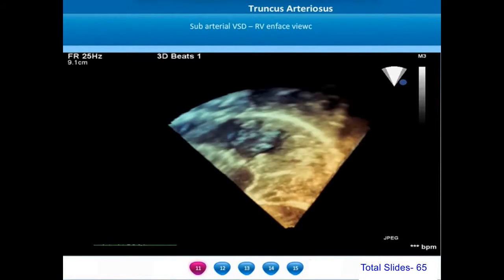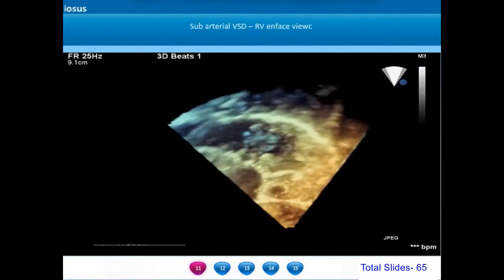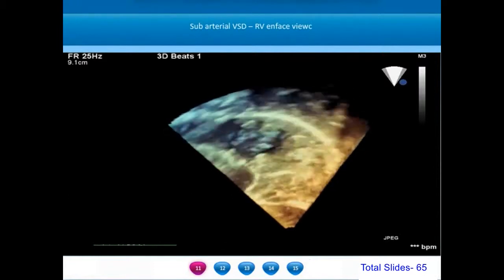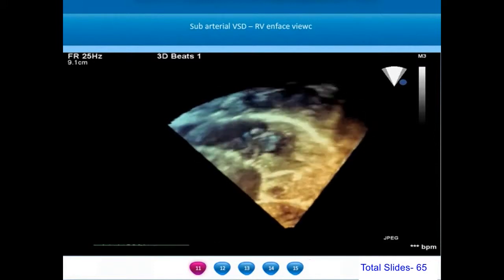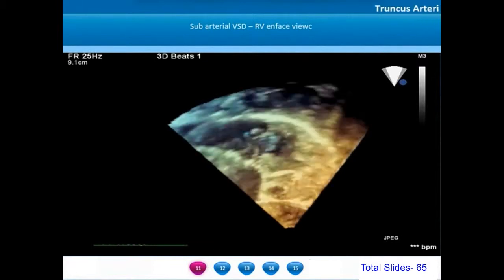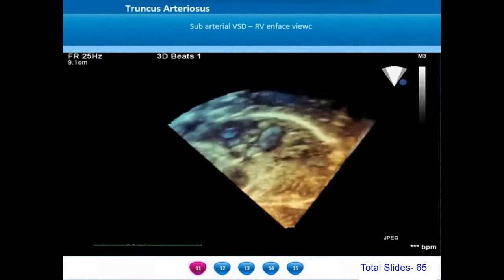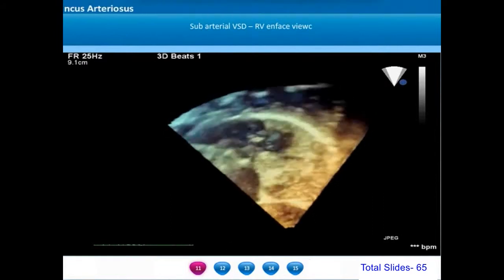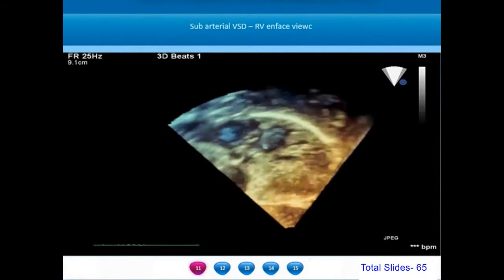On this right ventricular en face view of the subarterial ventricular septal defect, we have cropped off the entire anterior free wall of the right ventricle and exposed the interventricular septum. We can notice the thick septal band, and the superior end of the septal band is in close relation to the ventricular septal defect. The large subarterial VSD is cradled between the two limbs of the septal band.